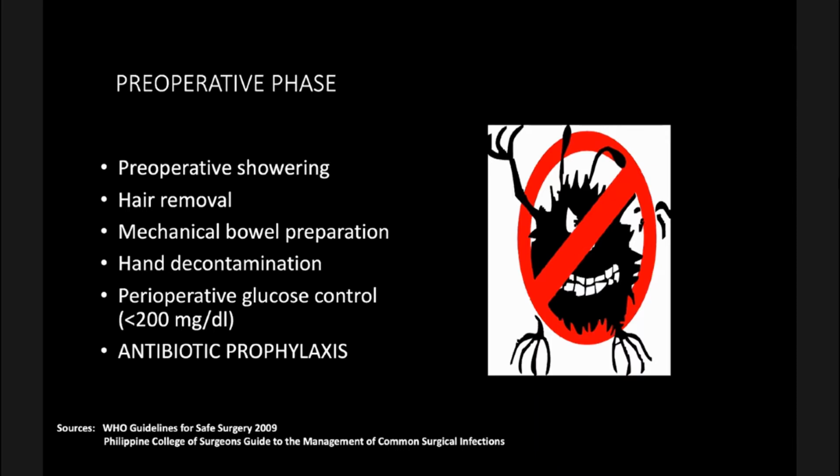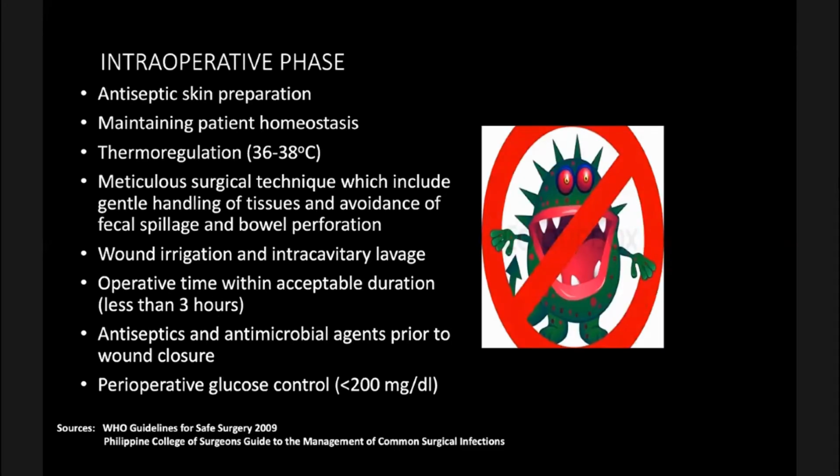and of course, what's important is the perioperative glucose control, because if you cannot control the glucose levels perioperatively, then that would also cause increased rate of infection, especially in diabetic patients. And very important is antibiotic prophylaxis. So these are taken from the WHO guidelines on safe surgery.